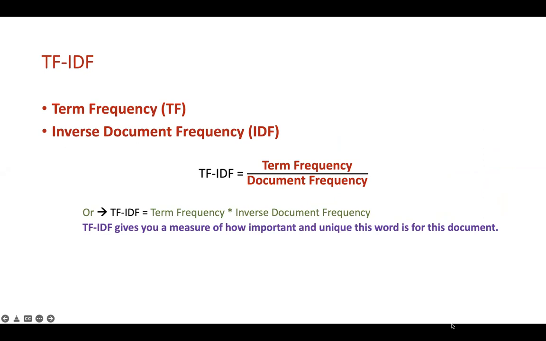Now let's dive into it. TF stands for term frequency and IDF stands for inverse document frequency. And this is the formula we're going to use. TF-IDF is equal to term frequency times inverse document frequency. Actually, it gives us a measure of how important and unique a word is for this document.